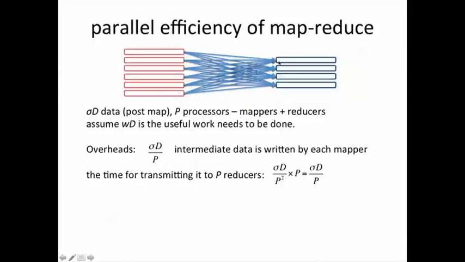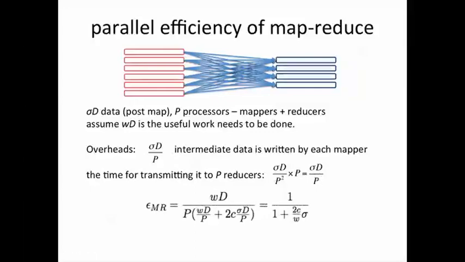And it has to read p of these from p different mappers, once again getting us the communication time that a reducer spends getting the data it requires from the different mappers as sigma d over p. So the total overhead, that is work that would not have to be done if we didn't have parallelism, that is writing data to disk and reading data from remote mappers, is 2 sigma d over p.